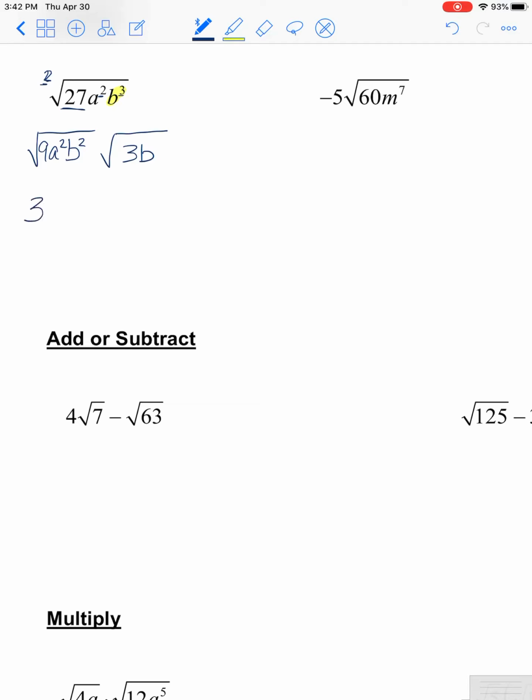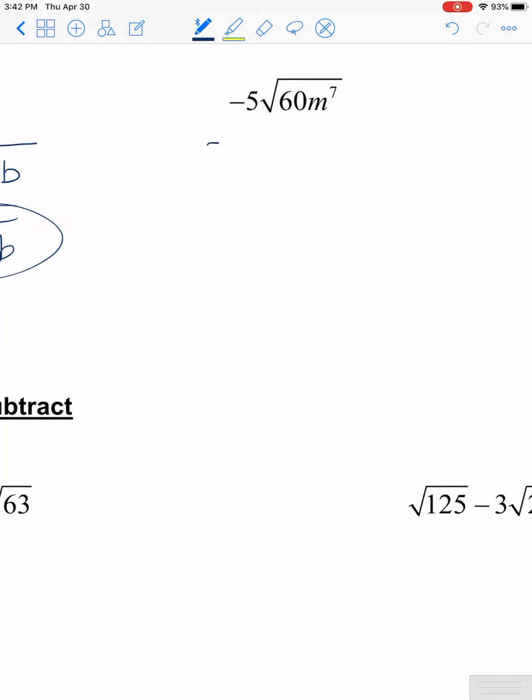So when I go to actually take the square root of this, the square root of 9 is 3. A squared is really just dividing by 2, so 2 divided by 2 is 1. So I'm just going to say a to the 1. Same thing with b squared divided by 2. Well, that's just b to the 1. And you just leave that one at the end. So that's your final answer.